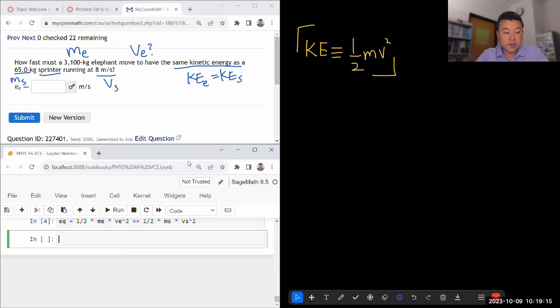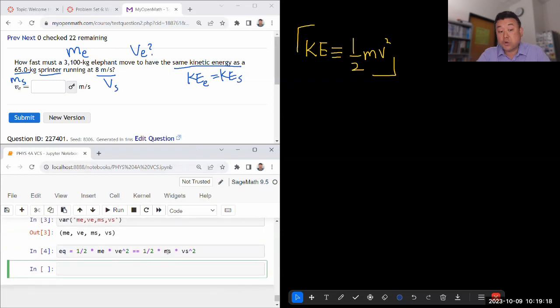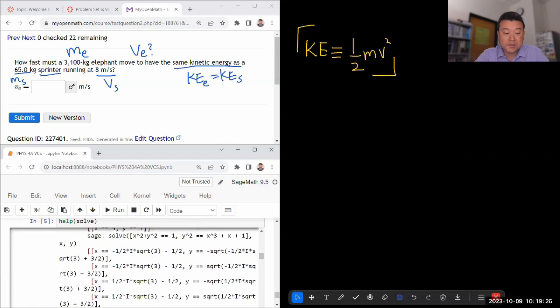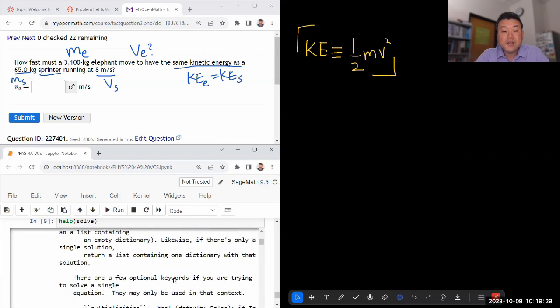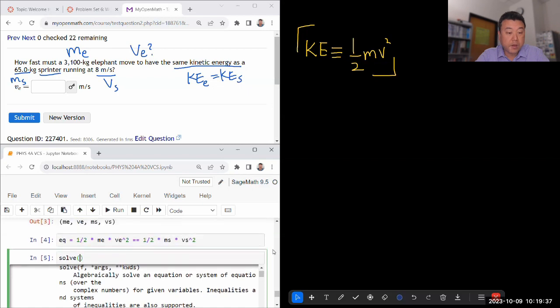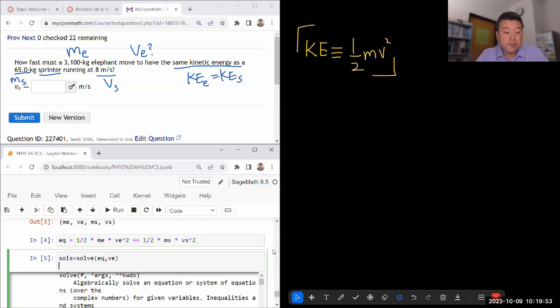And once I've done that, then I can use the solve function. And I've shown the internal documentation of how this works. If you haven't seen it, or if you're not sure how to use it, you should look through it so that you know how to use the solve function. I already know the syntax, solve. And I'm solving for the equation. I have one equation and I have one unknown that I'm trying to solve for, the speed of the elephant. And let me put this into a variable so that I can look at the solution, pick out the ones I want, and we'll go there.